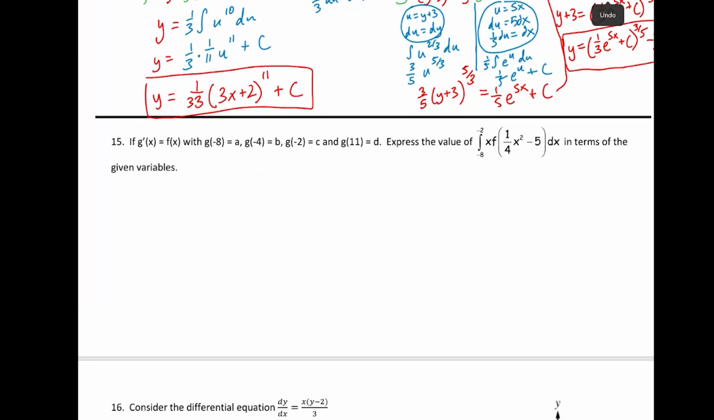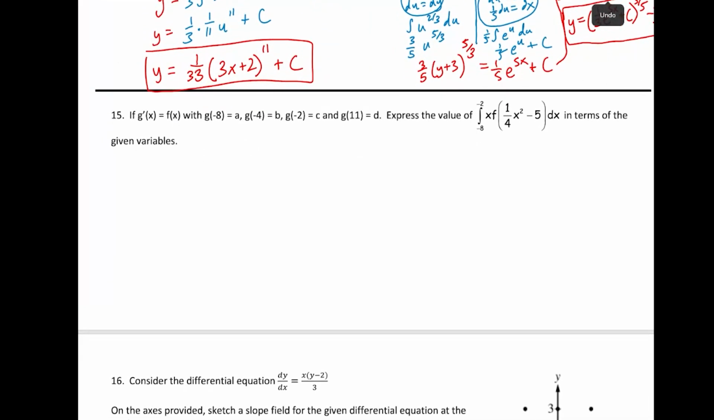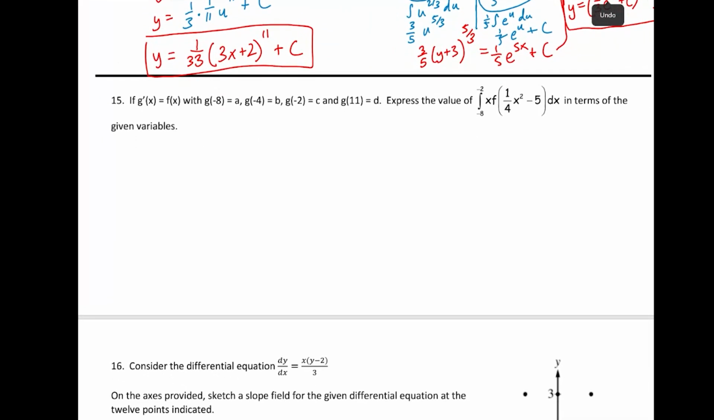Okay, number 15 says if g prime equals f, where g of -8 equals a, and g of -4 equals b, and g of -2 equals c, and g of 11 equals d. Okay, so we've got a lot of variables here, a, b, c, d. We're most likely going to have to use all 4 of those. So let's see where this is going. Express the value of this integral in terms of the given variables.